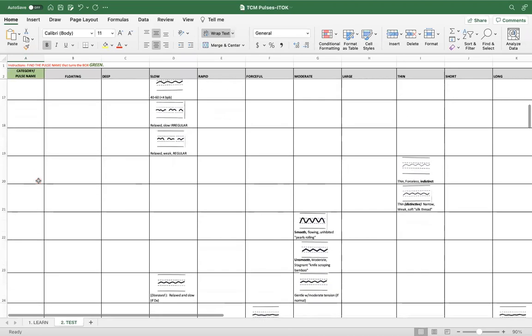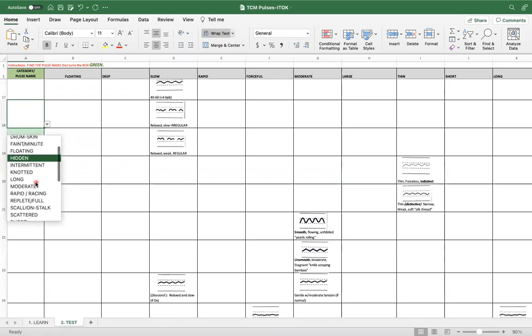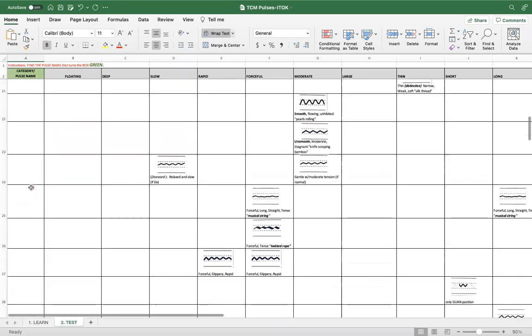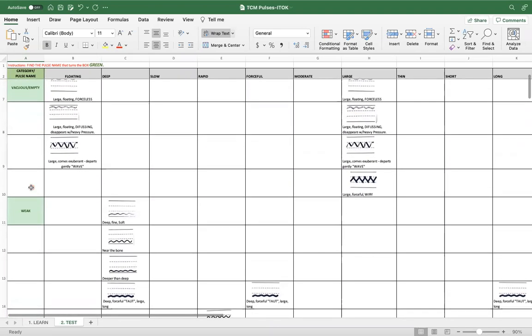Let's pick another one. For example, let's do this one. This is relaxed, weak, and regular. So this is an intermittent pulse, and the difference is very similar to the prior one. The only difference is that this one is regular and the prior one is irregular. So the prior one is going to be knotted here. So here you go. You continue filling this out until you have all the cells in green. And if you want, we can continue doing them.